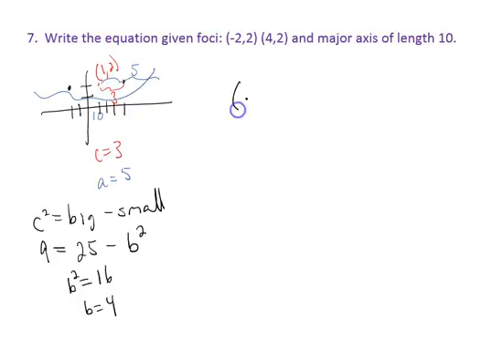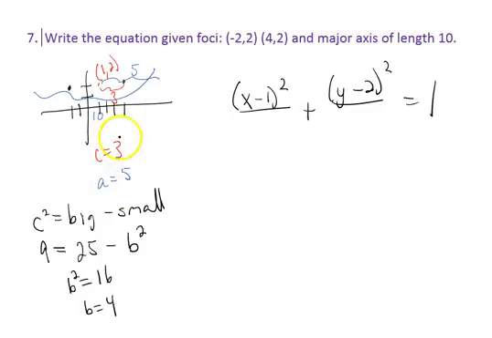I can, from there, write my center, x minus 1 squared over something, y minus 2 squared over something equals 1. The a squared will go under the x, and the b squared will go under the y.